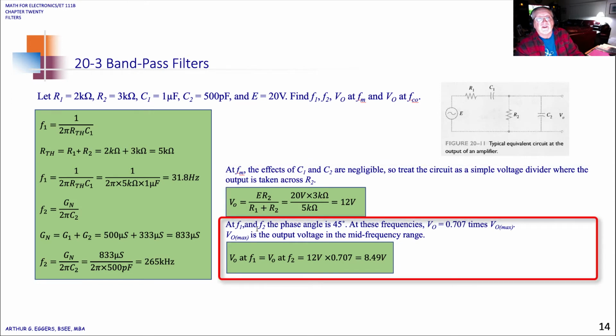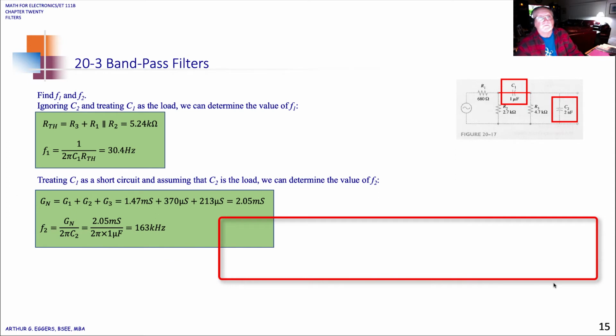At F1 and F2, the phase angle is 45 degrees. That's a given. At these frequencies, the output then becomes 0.707 times the max output voltage. So V0 max is the output voltage in the mid-frequency range. V out then at F1 equals V sub 0, and at F2 we equal 12. Okay, so times 0.707, or 8.49 volts.